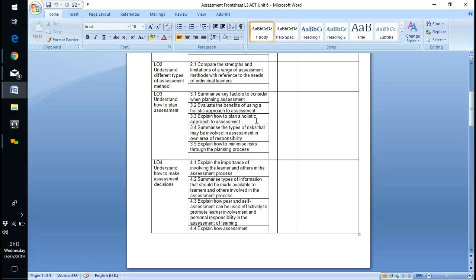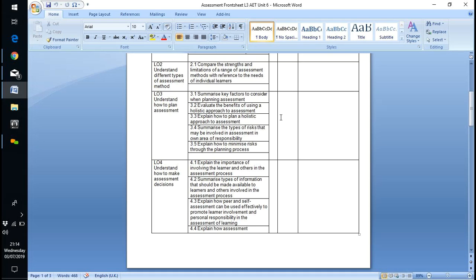Again, it's looking at a holistic approach to assessment. I don't know, have you met that before? No, I haven't really gone through it. I mean, I read this unit, yeah, but I can't remember it now. So I was like, what else is there? I'll just go back to the material that's been given.